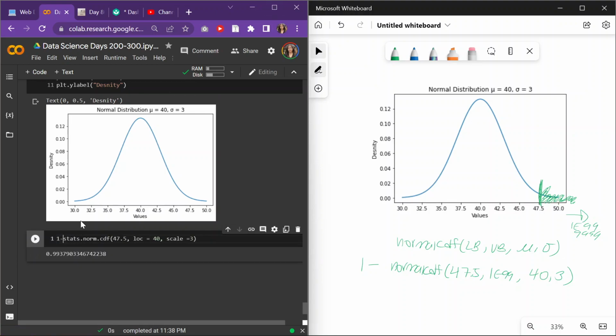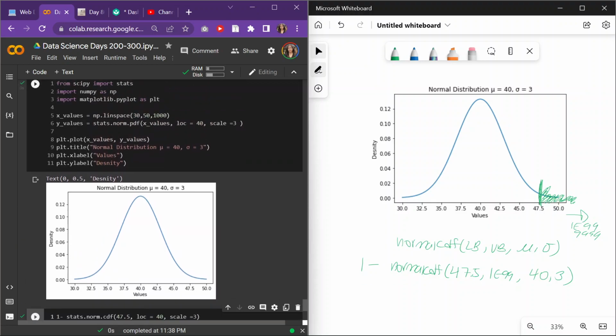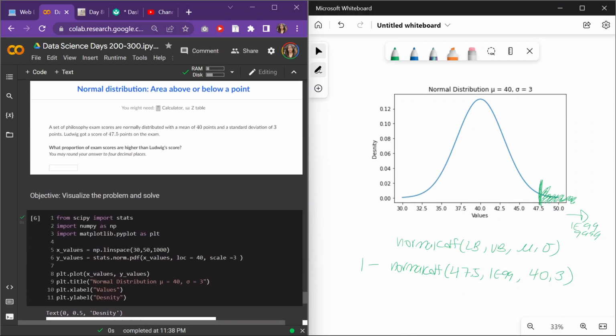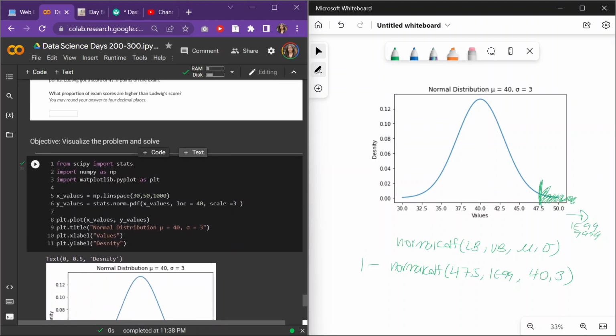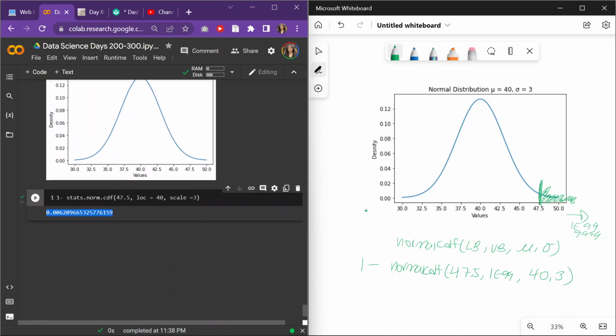Okay, so 1 minus that answer, and you should get that probability. So that is the probability of, well, not the probability, the proportion of exam scores that are higher than Ludwig's scores. So this right here, this area is 0.0062.